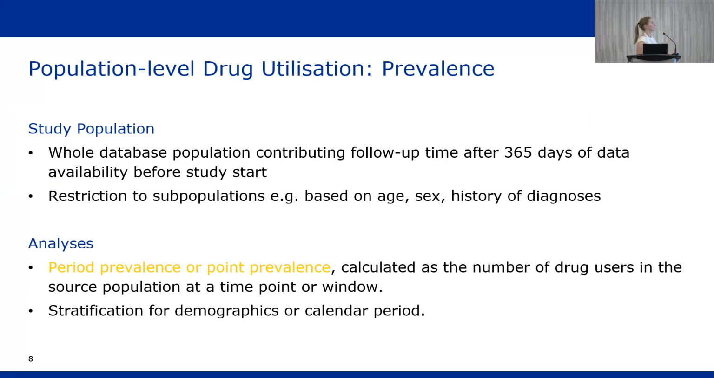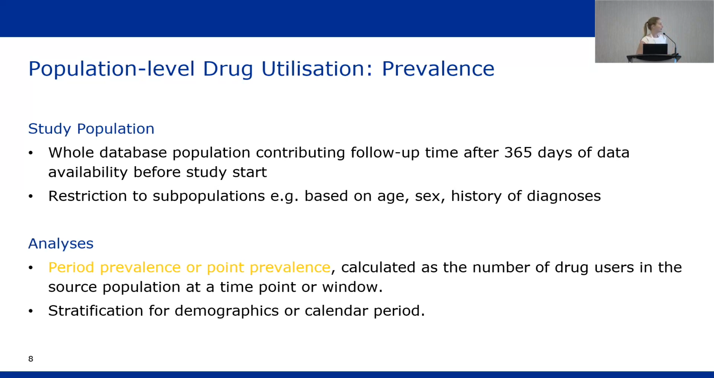Let's start with the first measure that we're typically interested in when we look at population-level drug utilization, and that is prevalence. So we want to know how many people in the population currently use a drug, and for that, we use the whole database population as a source population, and typically require some previous availability of the people in the data set before the study starts, typically for 1 year. And we can always restrict, of course, to subpopulations that we're interested in terms of age, sex, or the history of some diagnosis of a condition that we want to study.